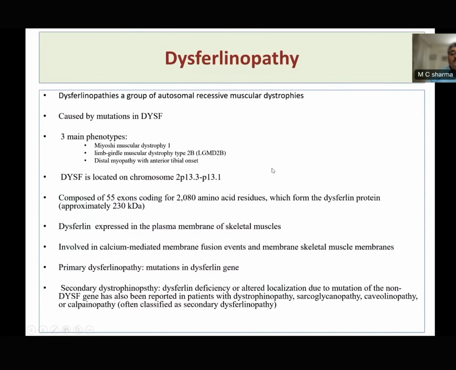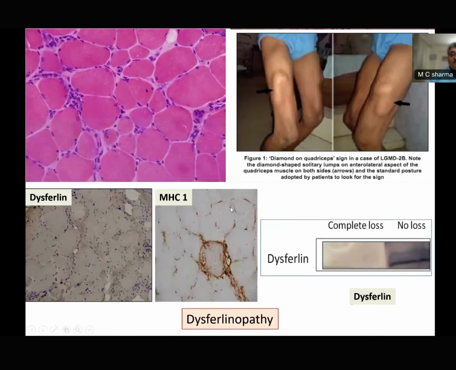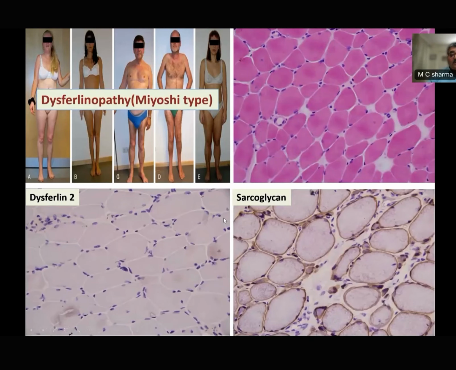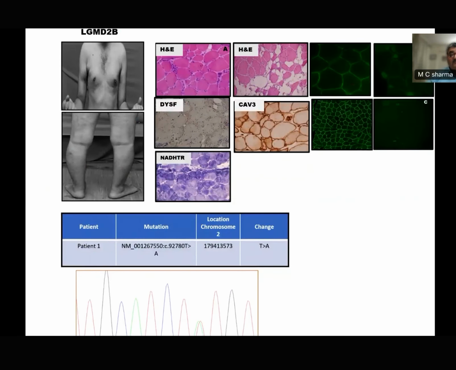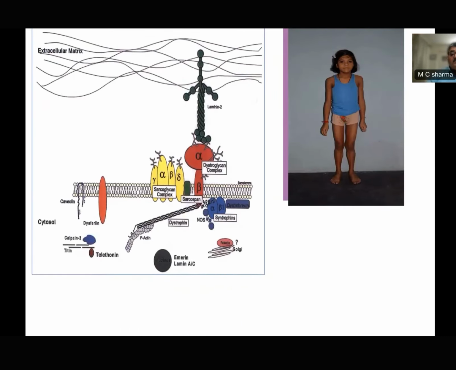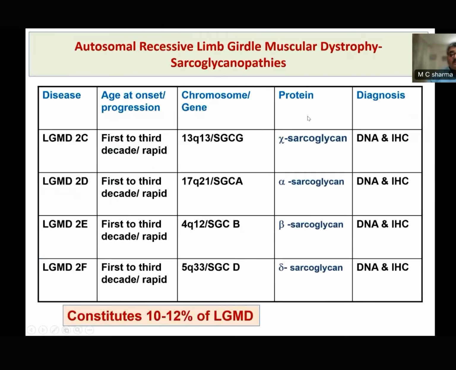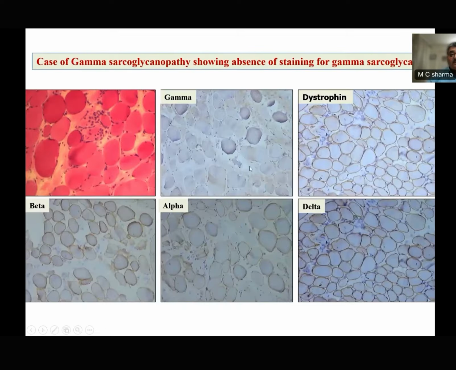Dysferlinopathy is another group where it may be limb girdle type or distal type, Miyoshi type, but both are the same. With immunohistochemistry one can do immunoblot, immunofluorescence, and sequencing. All are very helpful, as I mentioned earlier. In sarcoglycanopathy, alpha and gamma are more common in India. They are very severe, and one can demonstrate them with these antibodies. They are absent. This is a case of gamma sarcoglycanopathy. The gamma is absent, others are reduced.